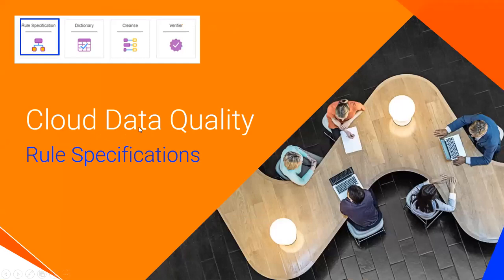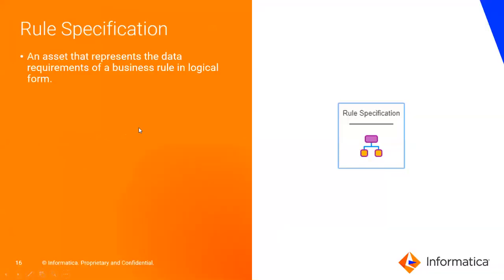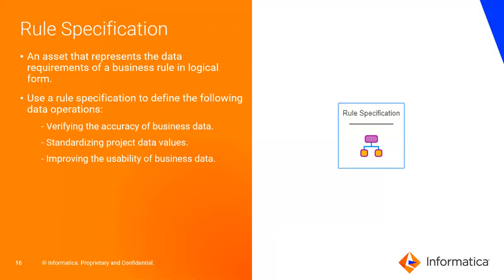next we will cover the rule specification. A rule specification is a data quality asset primarily used by business users as well as technical folks if you want to implement a business rule. A rule specification can be used to standardize the project data values, like we just saw. In case you want to standardize the valid values of USA instead of America or United States, you could use a rule specification. You could also use it to improve the accuracy of business data.